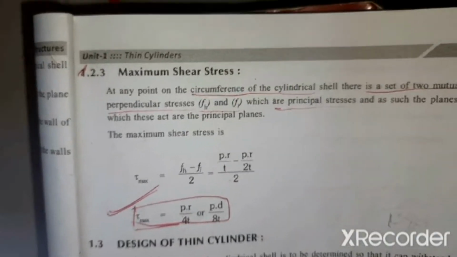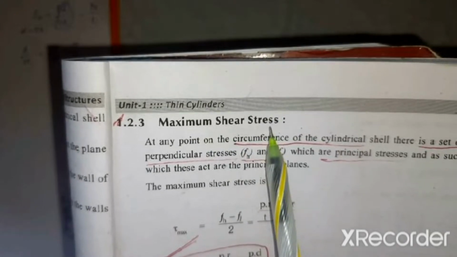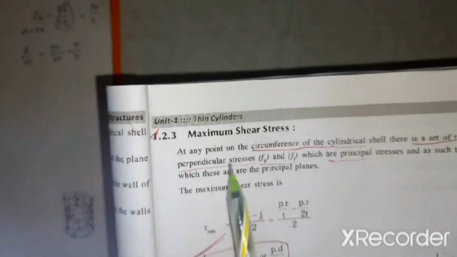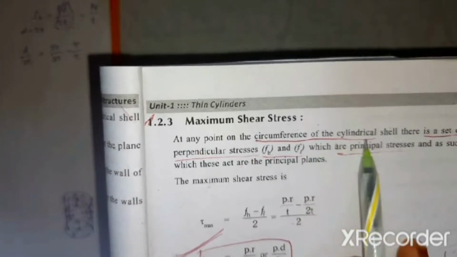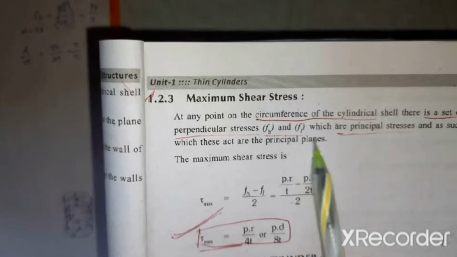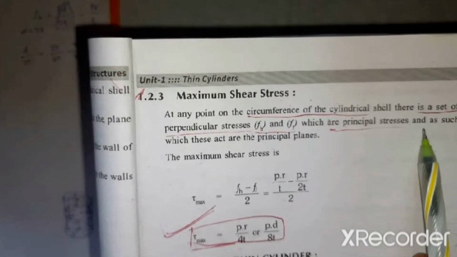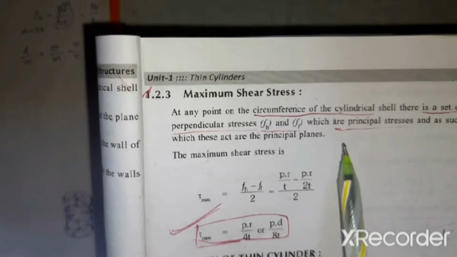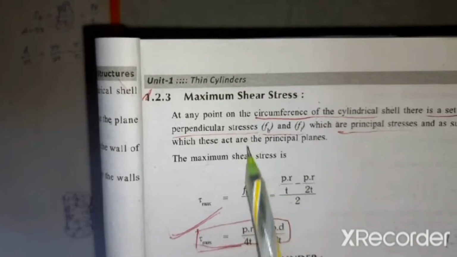Okay, see here the maximum shear stress. Here we have learned hoop stress and longitudinal stress. Here we are going to learn the maximum shear stress. In this topic, at any point on the circumference of the cylinder shell, there is a set of two mutually perpendicular stresses, FH, that is the hoop stress, and FL, the longitudinal stress, which are principal stresses, and as such the planes in which these act are the principal planes.